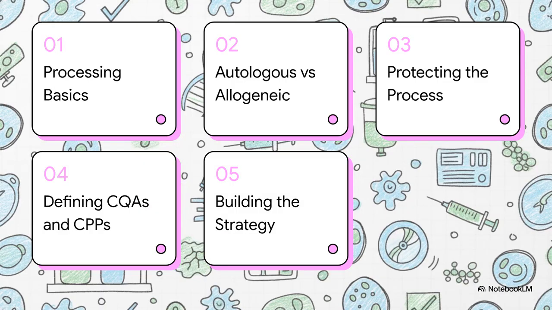Here is our roadmap for today. We're going to hit processing basics, autologous versus allogeneic, protecting the process, defining our CQAs and CPPs, and then building the actual control strategy. We're keeping our focus strictly on this manufacturing module today.